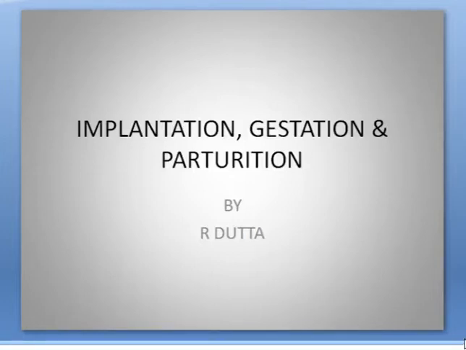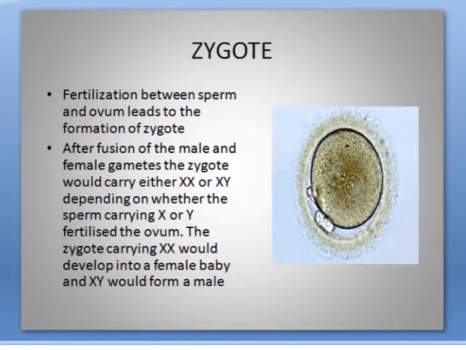In this video, we are going to discuss implantation, gestation and parturition. So after fertilization between the sperm and the ovum, the zygote is formed. As you can see, this is a zygote. This has been formed by the fusion of a sperm, either carrying an X chromosome or a Y chromosome, with an egg that was carrying an X chromosome.